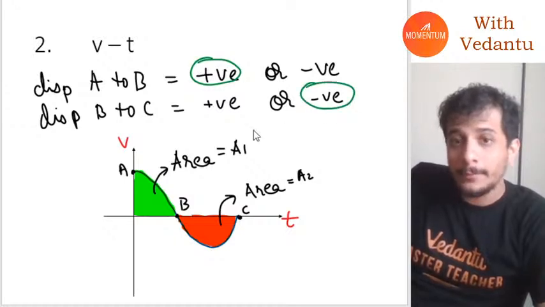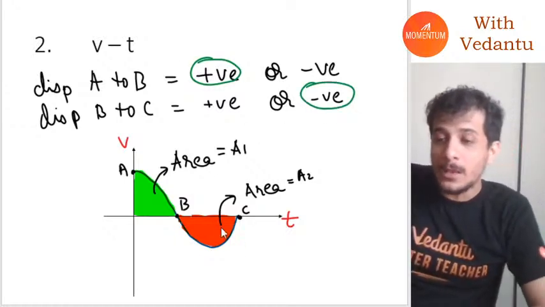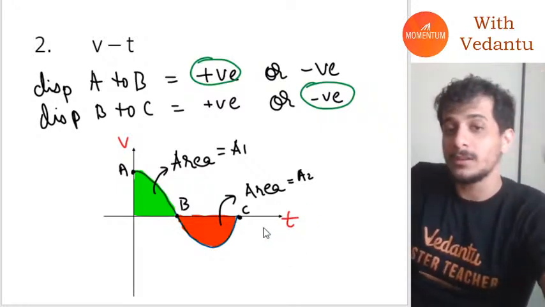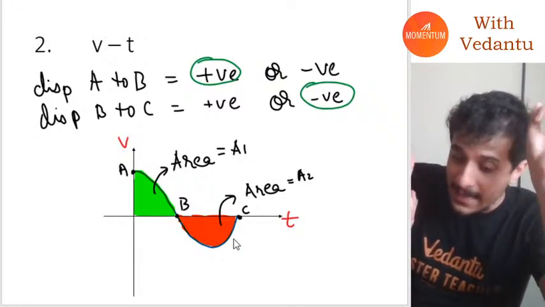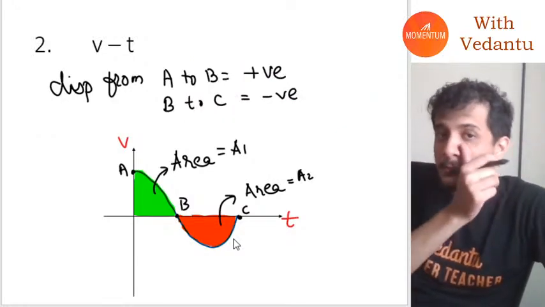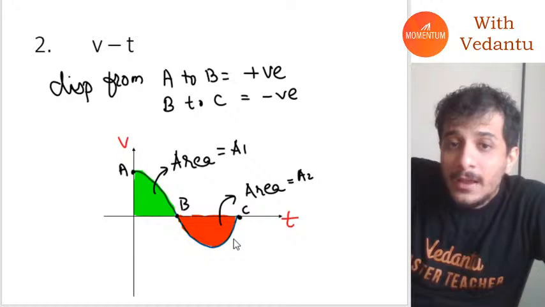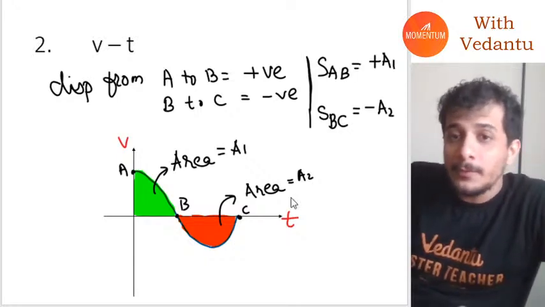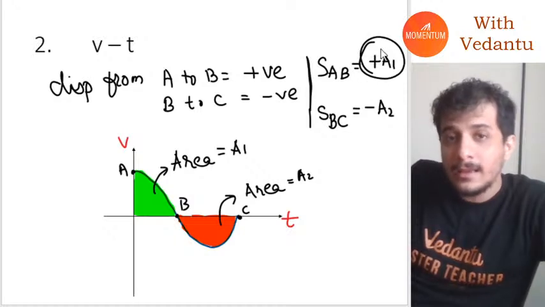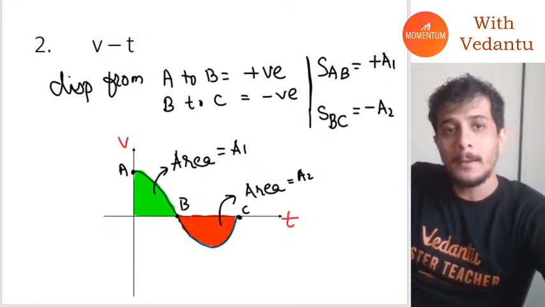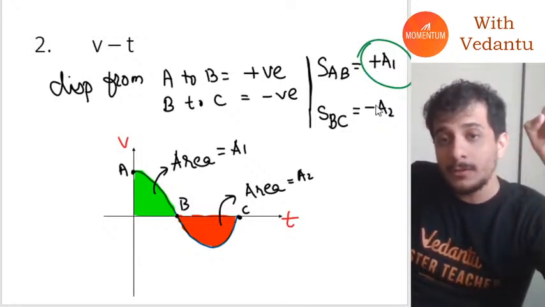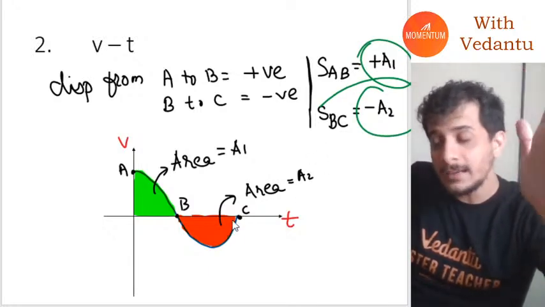Correct. You have to remember, if your area is below the x-axis or below the time axis, then the displacement has to be considered as negative. So displacement from A to B is positive, from B to C is negative. Displacement from A to B, you will write as plus area A1. Similarly, displacement from B to C, you will write as negative area A2.